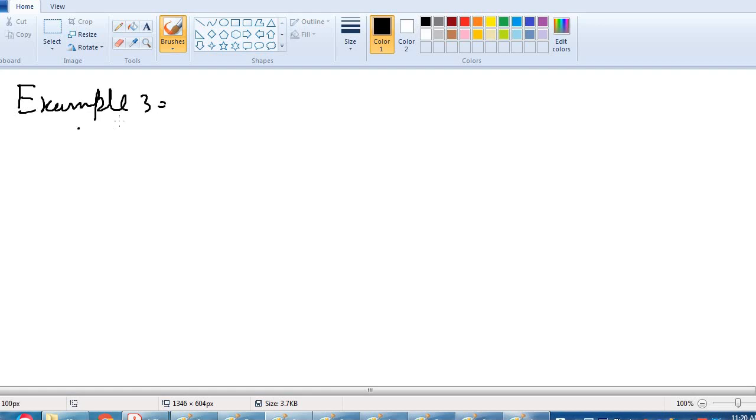Example 3. Here we are taking the t norm x delta y is equal to max of zero comma x plus y minus 1. We are taking this t norm.